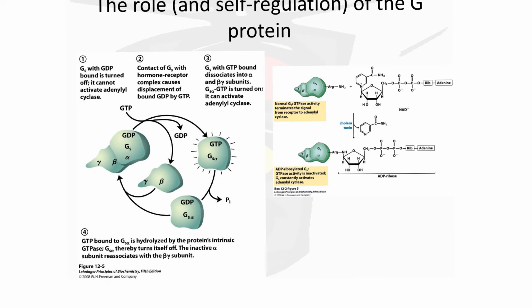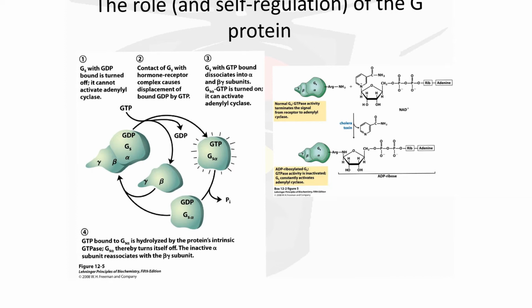This alpha subunit can then move on to go to adenylyl cyclase. The beta gamma subunits are then recycled to go back and await the return, I should say, of the alpha subunit. So it can bind to the AC, the adenylyl cyclase, when GTP is on it.